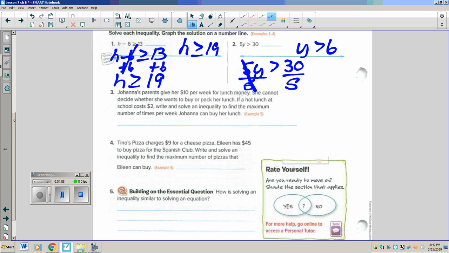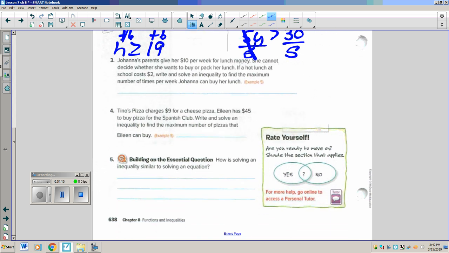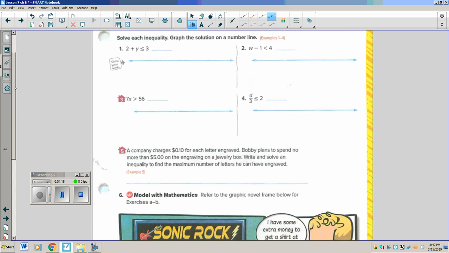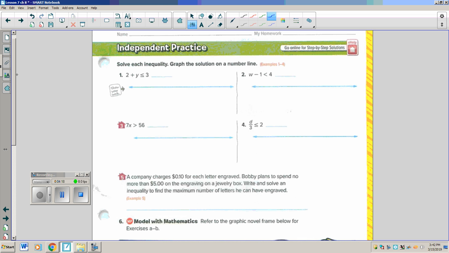Those are the type of problems you're going to be finishing up for your final lesson on this chapter. Some of the word problems can get a little tricky. Take your time, try to break them down. That is lesson 7.